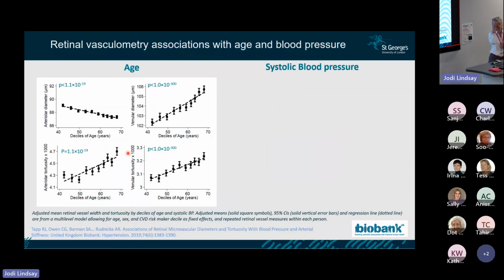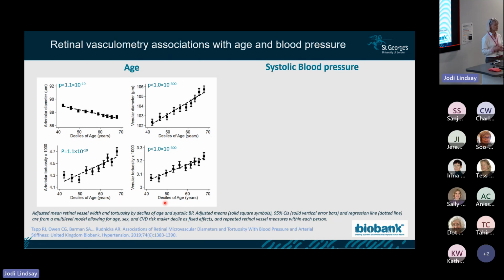So retinal vasculometry is a remarkable marker of aging. And the graphs I'm going to show you are all the same in fours. So on the left is the arteriolar vessel measurements of width and tortuosity, and on the other side is the venular width and tortuosity. And it's really just to show you the patterns by deciles of the risk factor of interest. So as age increases, both levels of tortuosity go up, arteriolar width goes down, but venular width goes up.